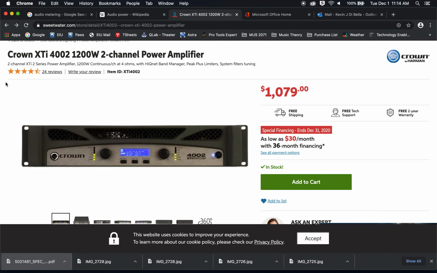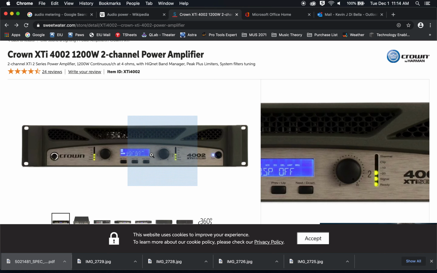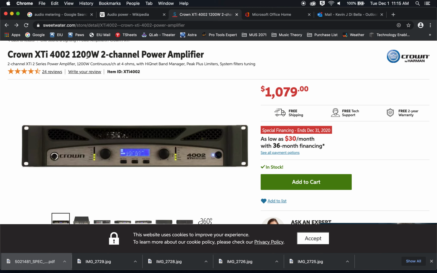Eventually you're going to blow this amp up, and you don't want to spend $1,000 and then immediately blow up your amplifier, right? Just because it can produce 1200 watts of power doesn't mean you want to use 1200 watts of power continuously. Actually, this one in particular says 1200 watts continuous per channel. So, let me walk that back. This one is actually rated for 1200 watts continuous per channel.